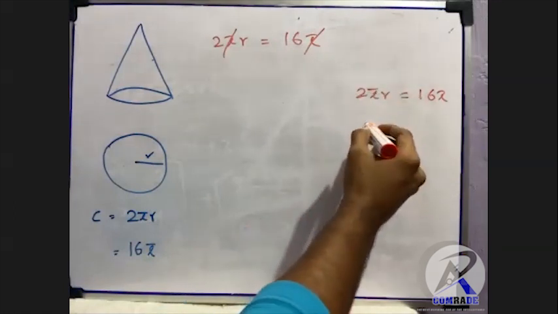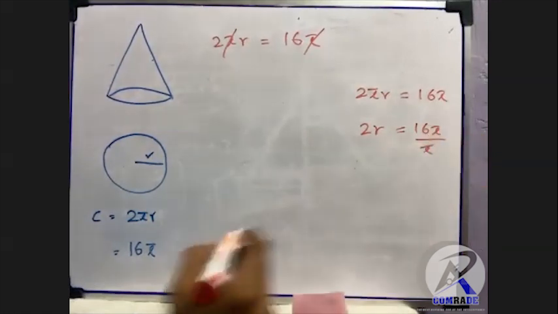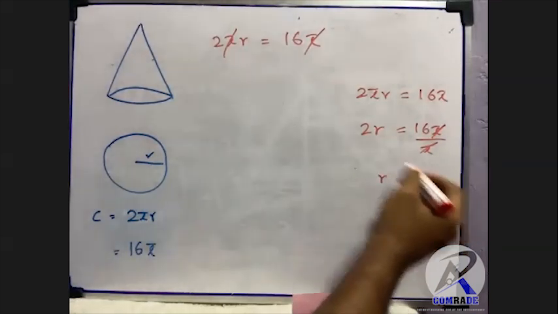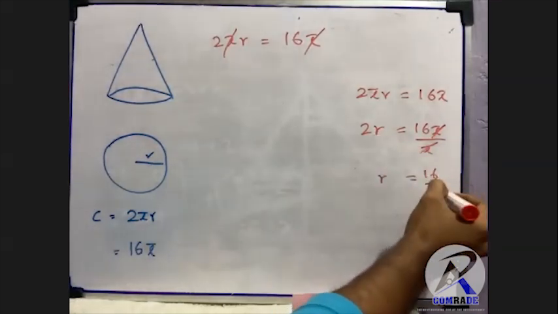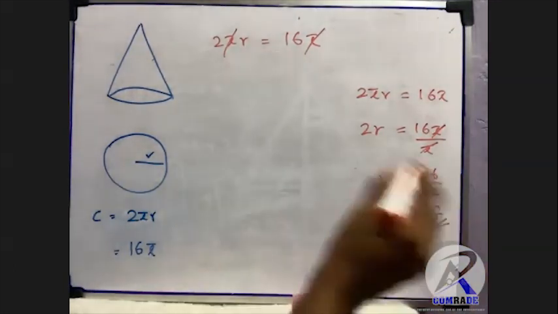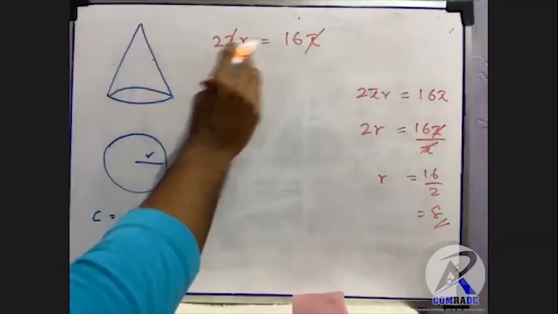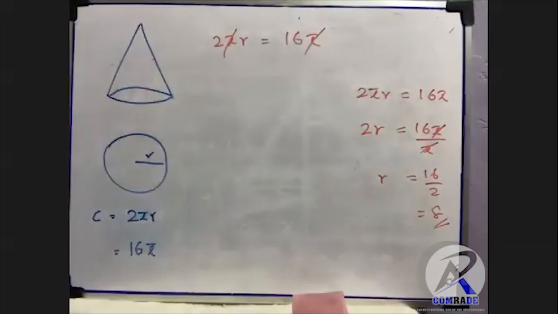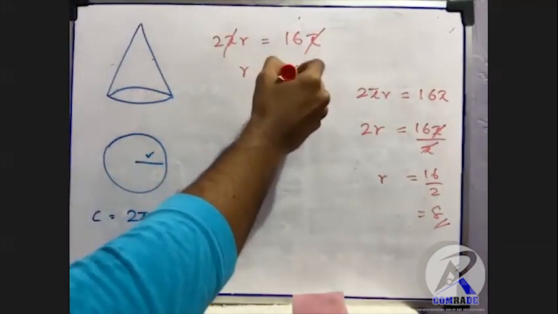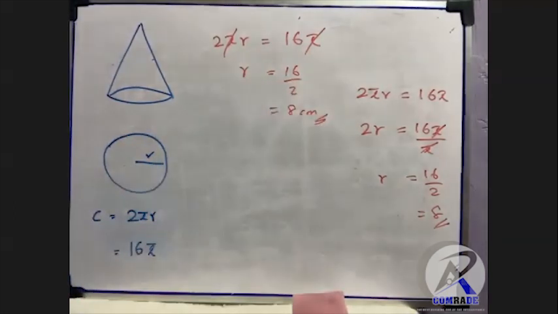What I want to do is 2r equals 16 pi over pi, right? That means this pi will be cancelled, right? And I want to isolate this r, so what I'm doing, 16 over 2 should be equal to 8. So I found the radius, it is 8 centimeters, right? You have to write 8 centimeters. Here also same as what I did, pi to pi I cut it off, because both are on the same side, right? And 2 to 16 I can cut it off, or I can isolate r like this, and I can put 8 centimeters. That's okay, right? So that is the first answer.